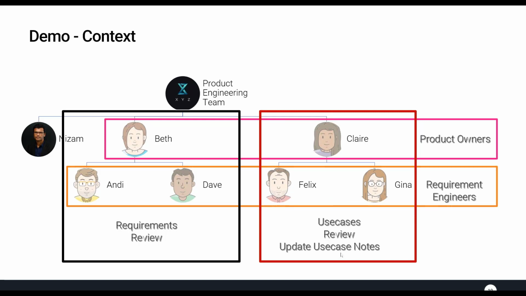So I have just jotted down a couple of use cases, but they are pretty much blank, and I want Claire and her team to review those use cases, update the nodes, and make sure it's complete. They are happy with the way it's connected to the actors, to the requirements, and to the context items. And this is a role that I, as a modeler, I'm going to play.